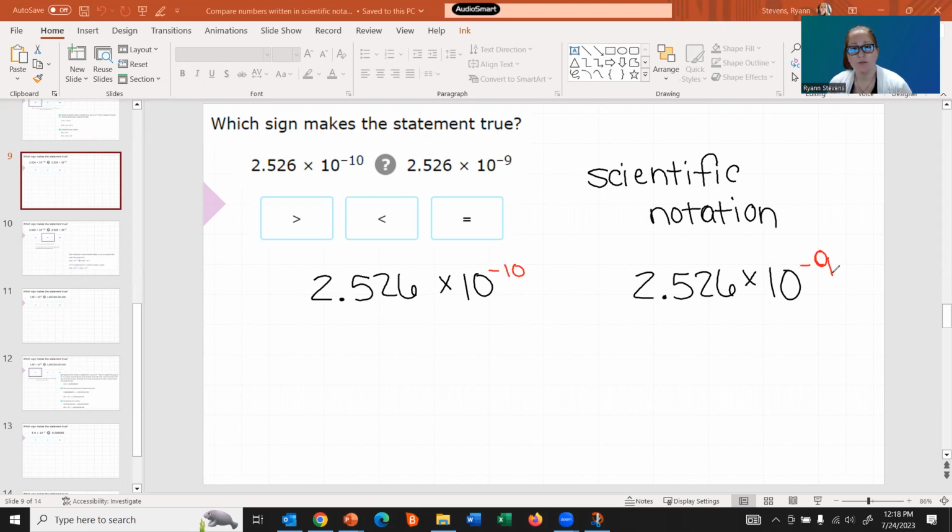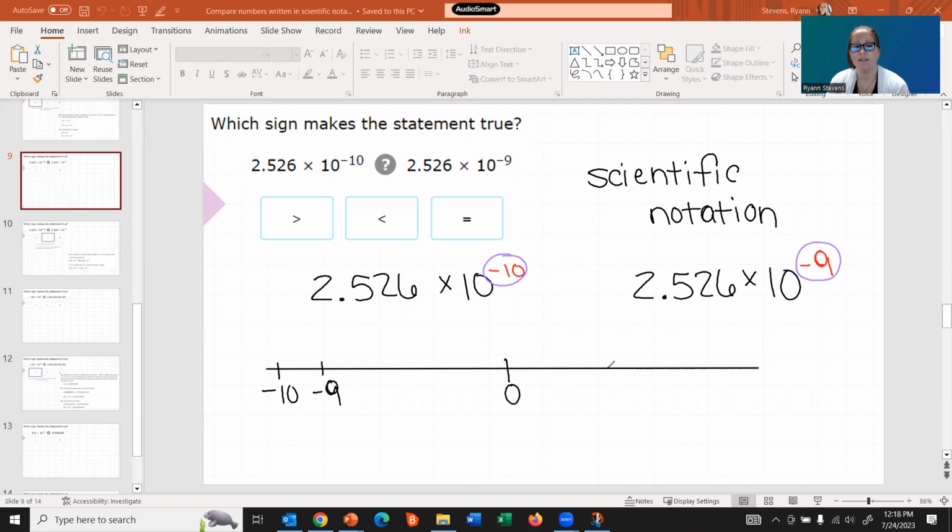Now, it's really important too that we compare those powers of 10, because if we were comparing those coefficients, 2.526 and 2.526, we might think that these are equal, but those exponents are going to tell us a lot about our answer. And so when we look at these exponents, negative 10 and negative 9, we have to remember the number line. Okay, when you have the number line, and we know 0 is here, we'll say negative 10 is here, negative 9 is here, and then we have positive 10 over here and positive 9. Remember, the further to the right we go, the greater the number is going to get.